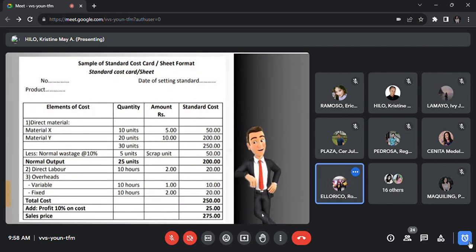While sa add profit 10% on cost, makuha ang 25 pesos kasi ang 10% ng 250 is 25. So para makuha ang sales price, gi-add ang 250 og 25 para ma-equal siya ng 275 pesos. Nakuha ba sa standard cost?